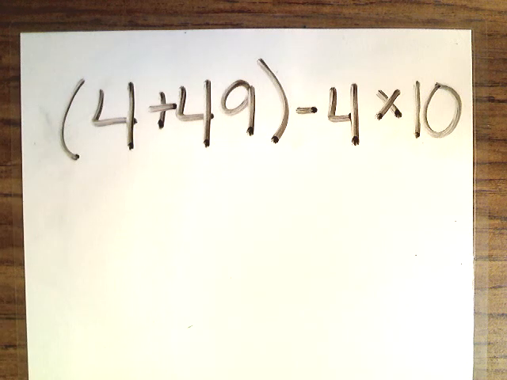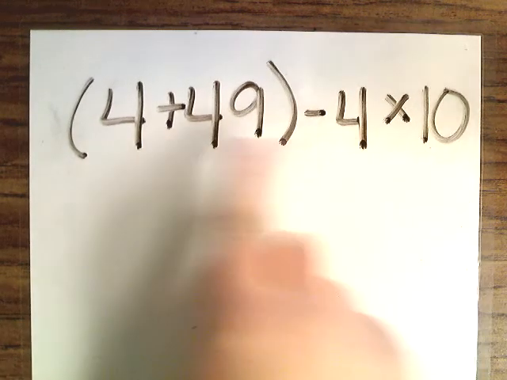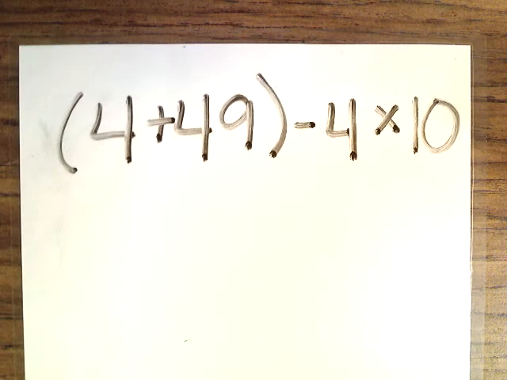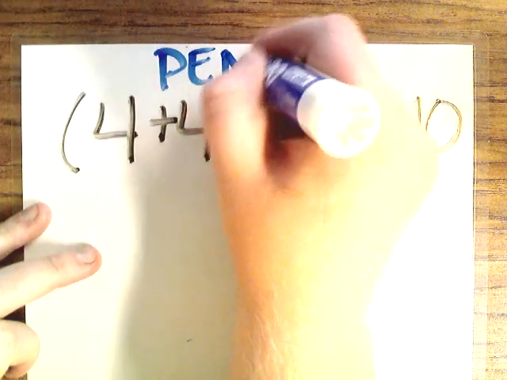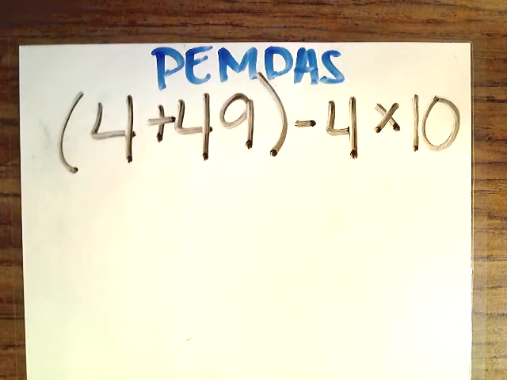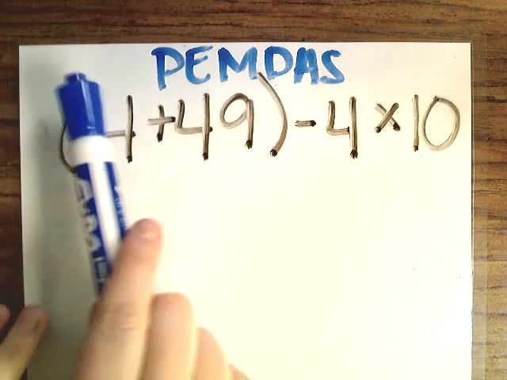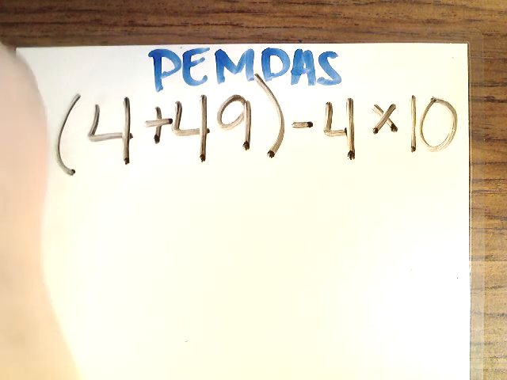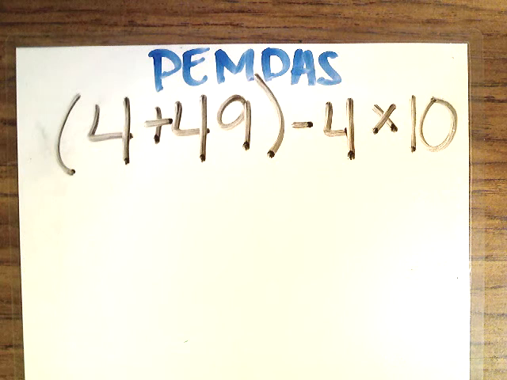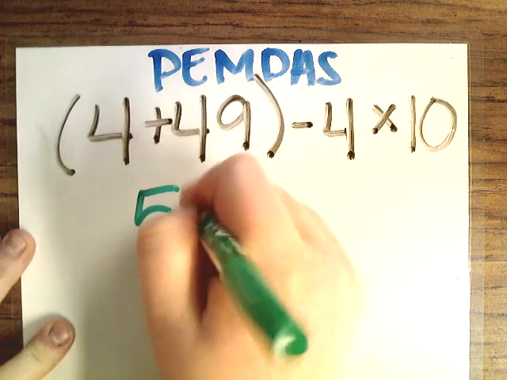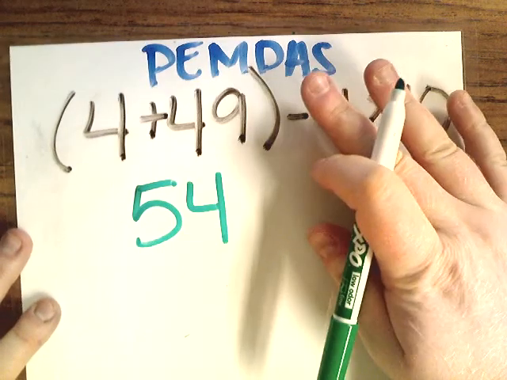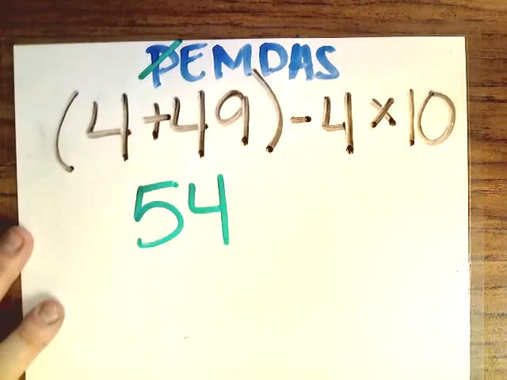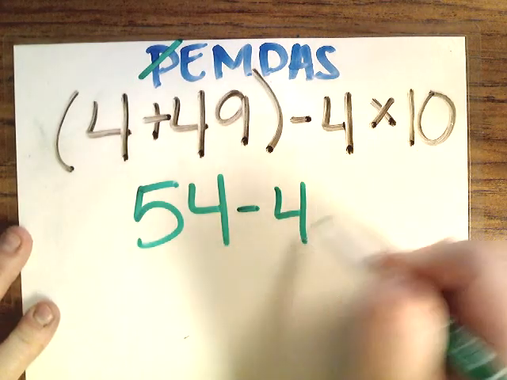Okay, so I look at this problem. I see multiple numbers, multiple operation signs. So I'm using PEMDAS. We're gonna start with the P. We work left to right, just like we read a book. The P means parentheses. So we have 49 plus 4, which is 54. We solved that so the parentheses go away. So we cross off parentheses. We have to write everything after it that we covered.